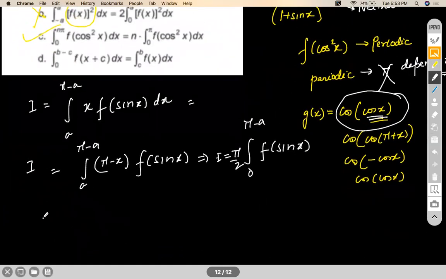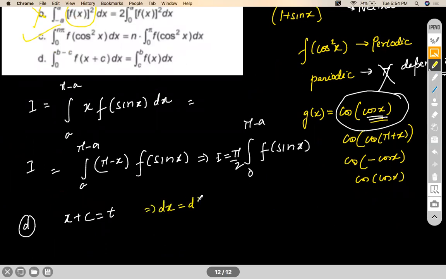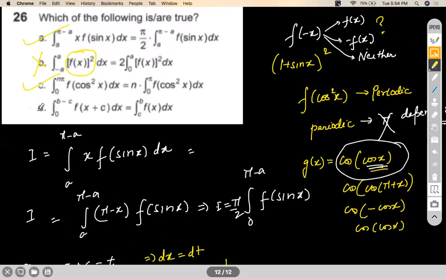And this is basically, again, you can use substitution here. For D you can put x plus c as t. So dx will be equal to dt. The lower limit will become c when x is 0, the upper limit will become b, and this will become integral of f of t dt. And there is nothing in the name, so it will become back to x. Okay, so D would be correct.